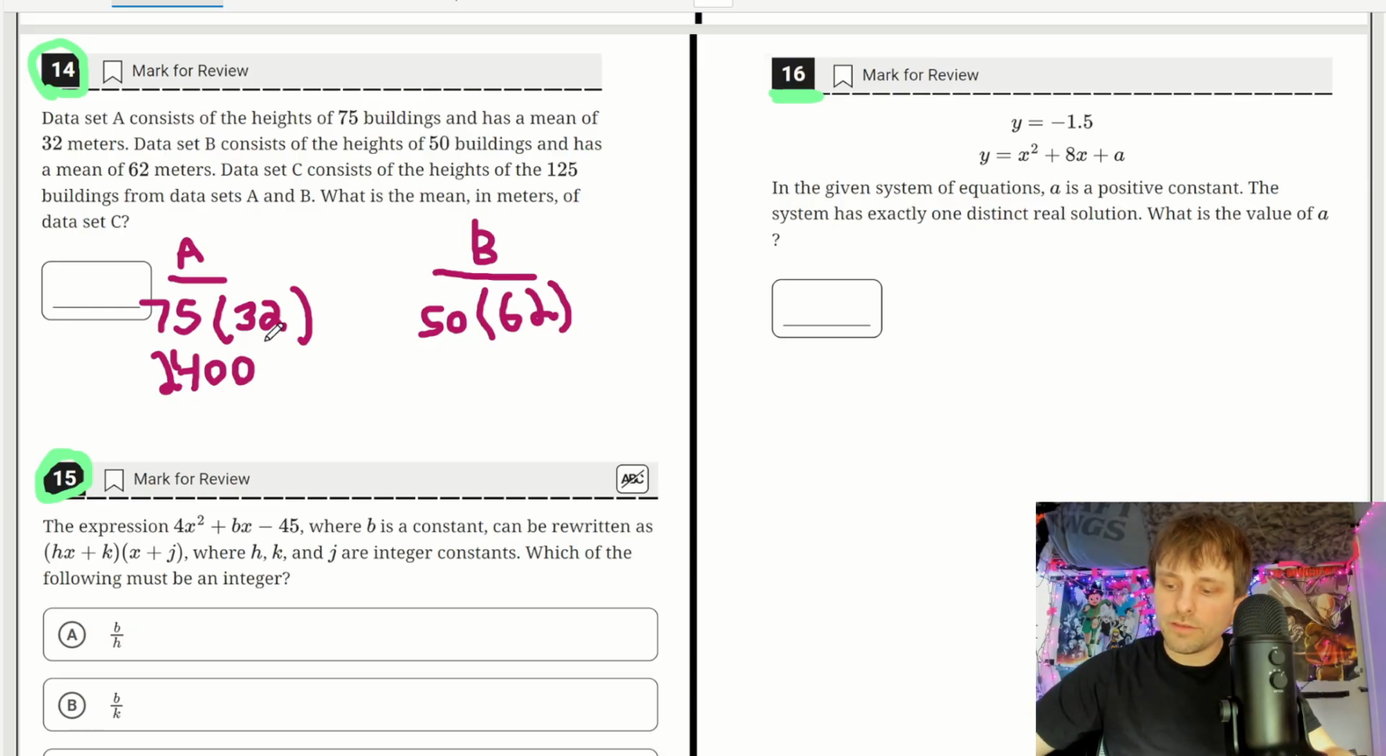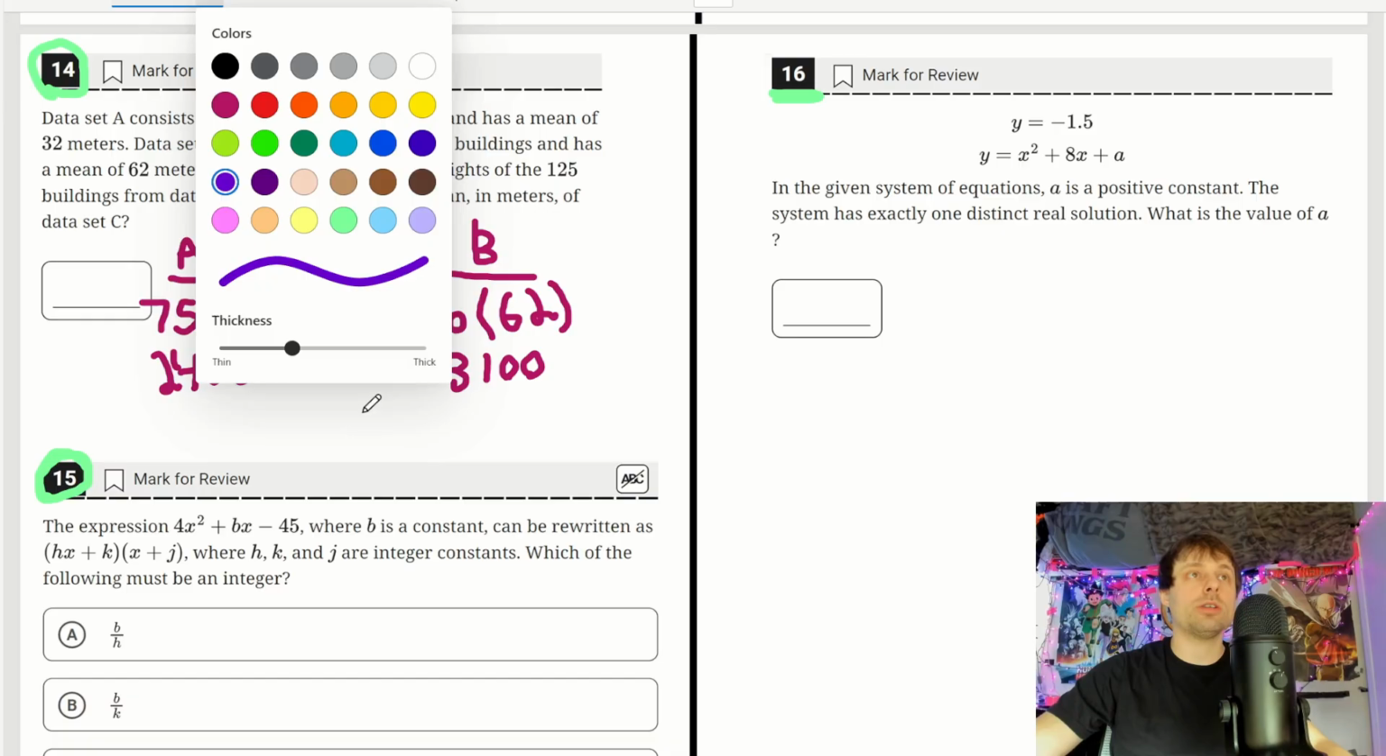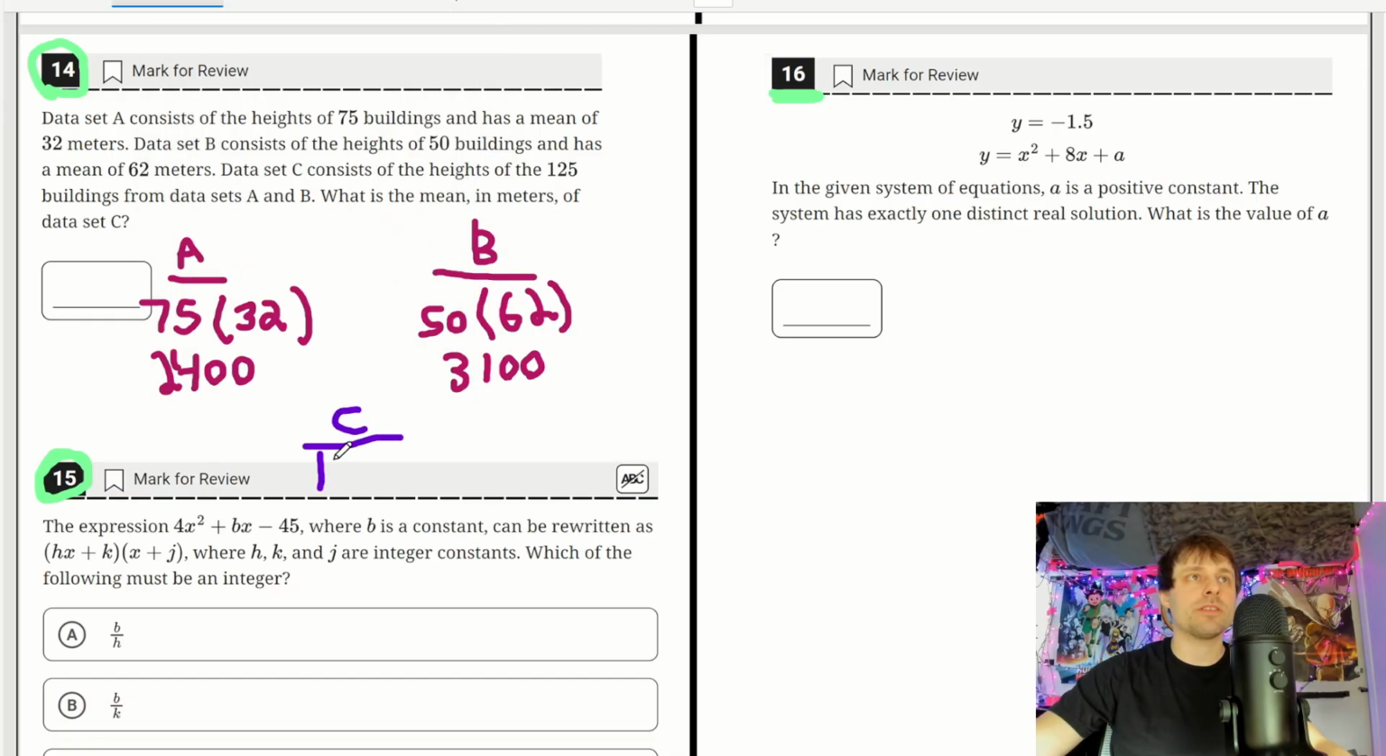And then we have 50 times 62, and that's going to be 3,100. So what happens is when they say we have a data set C that consists of all of these buildings, right? It's going to be 125 buildings. And they're wondering what the mean is of these 125 buildings.